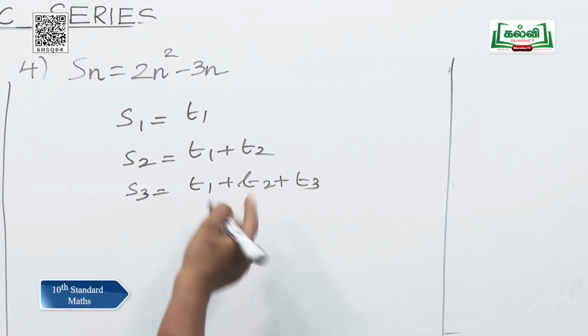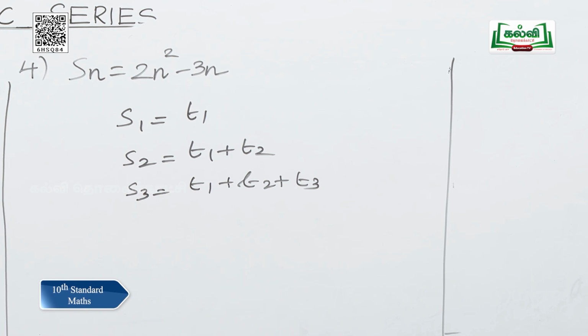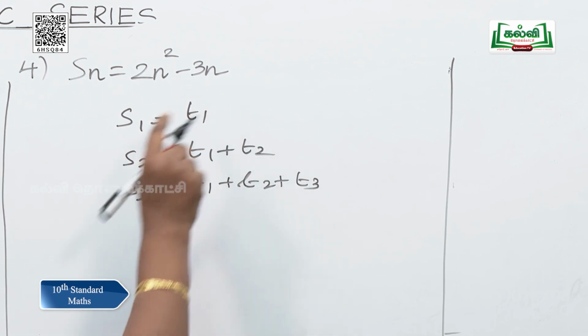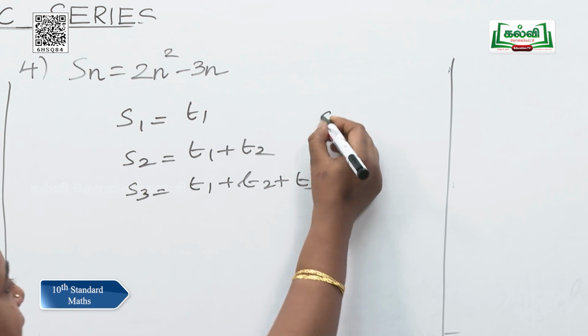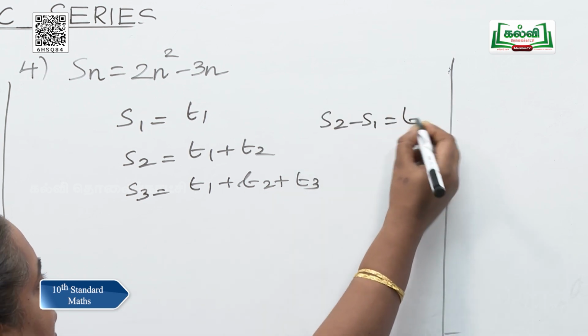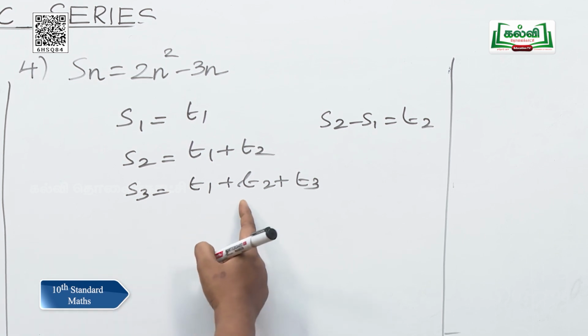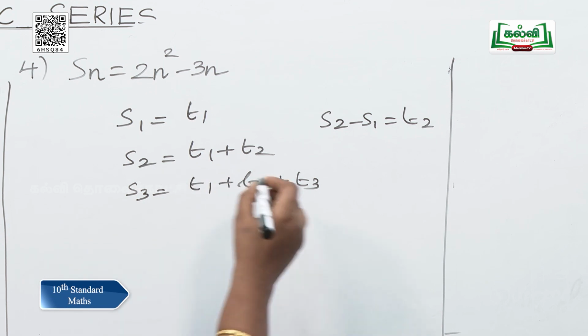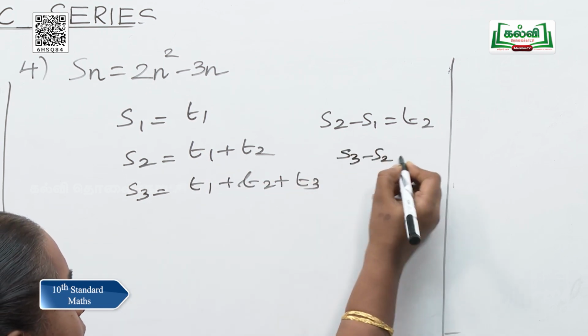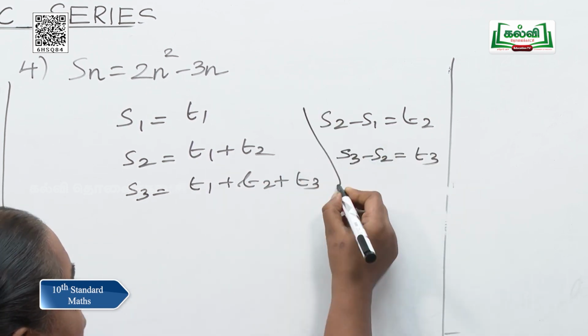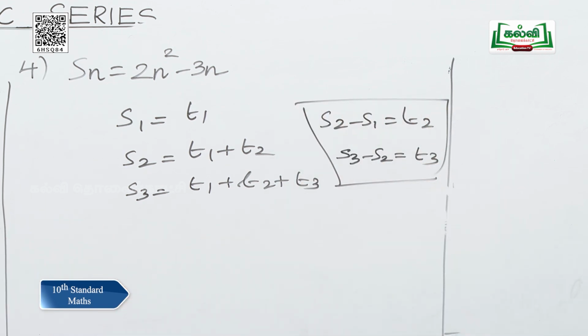So by subtracting S1 from S2, we will be getting T2. So S2 minus S1 is our T2. And by subtracting, what is that? Say, S3? Yes. Subtracting S2 from S3. So S3 minus S2 is our T3. Can you get these in mind? Keep all these in mind and we are going to proceed.